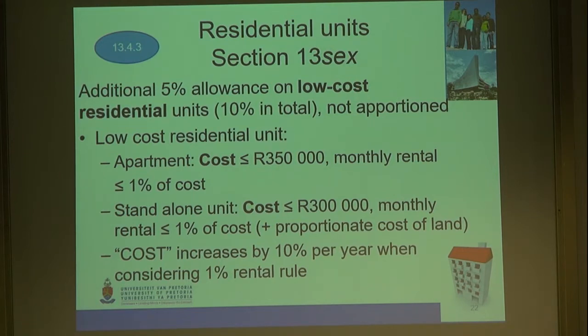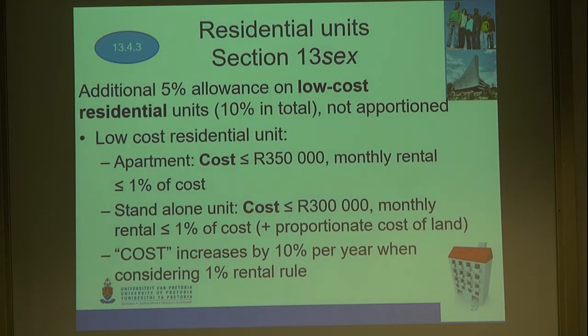Okay, so we would have to differentiate between what the cost of the land is and what the cost of the building is. Okay, and the Act says to us, what is a low-cost unit? Well, it splits it into 2 parts. It says either you have a standalone unit, so for example, a townhouse, something like that, or you have something in an apartment, so like in a block of flats. And if we're looking at those, we give them 2 different values.